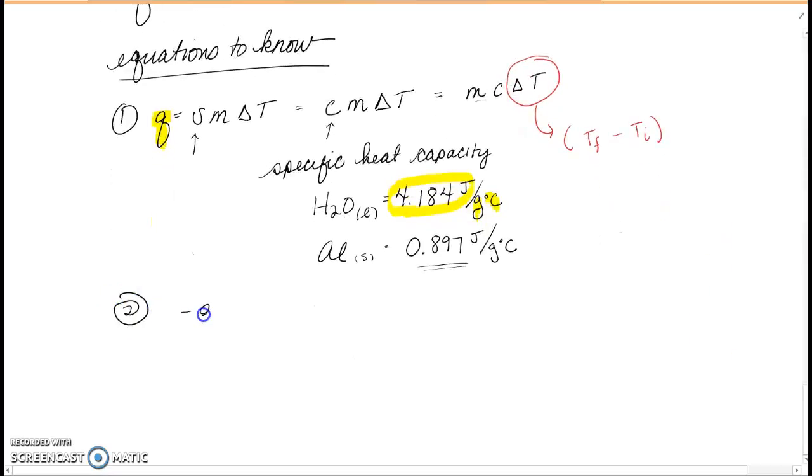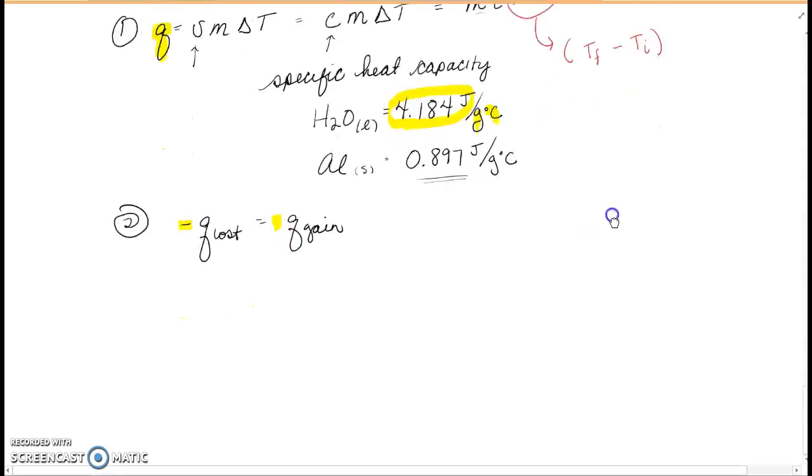Second equation, negative Q lost is equal to Q gain. So if something loses energy, then something else will gain it, and they're going to be equal and opposite in sign, because whoever loses energy is automatically a negative. So if we take a negative of a negative, we're going to get a positive value. So that will be an important equation.